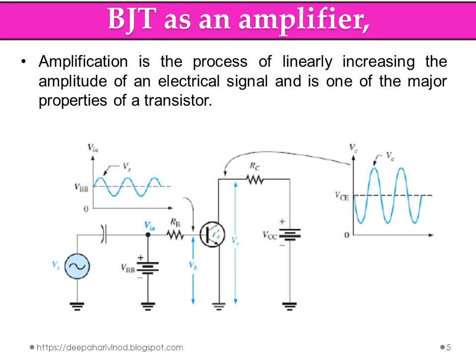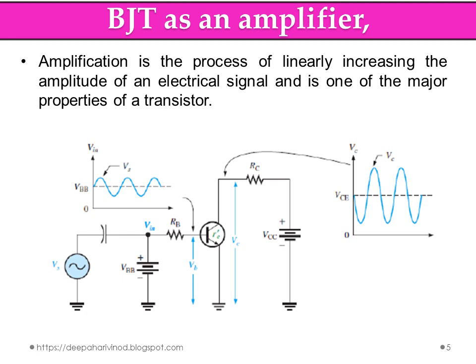BJT as an amplifier. Amplification is a process of linearly increasing the amplitude of the electrical signal and is one of the major properties of the transistor. What is this amplification? In simple words, if we provide an input to the transistor, at the output we will get the boosted version of the input. That is, an amplified version of the input will be obtained at the output. This is called the amplification process.